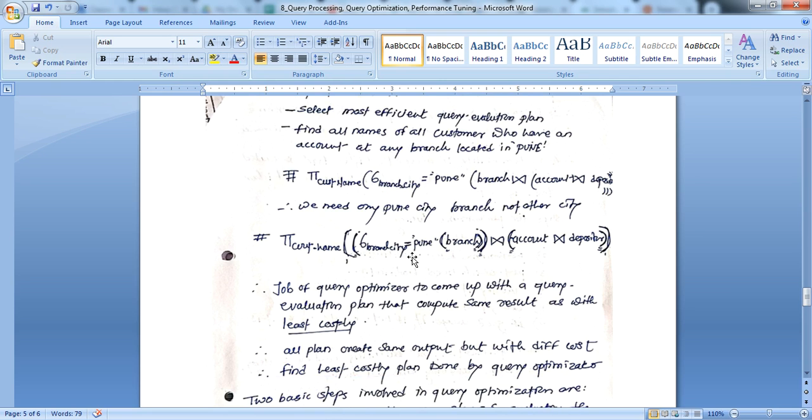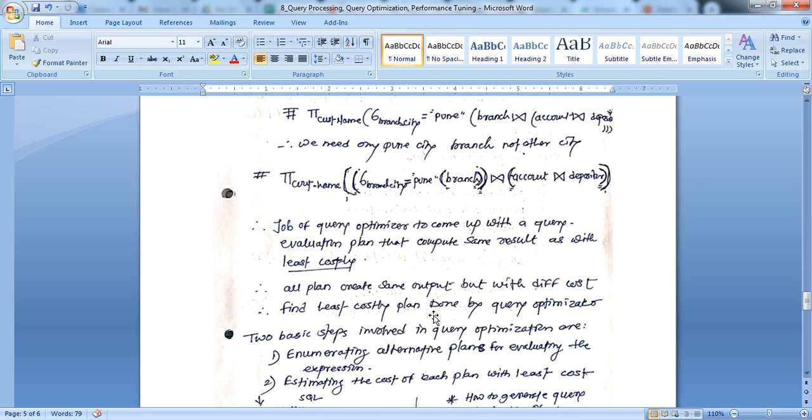We consider that query as a query plan, or an optimization plan, which gives the least cost, right? All plans create the same output but with different costs. Finding the least costly plan is done by the query optimizer. That is the aim of the query optimizer. And then it gives a particular next step, the execution plan, which executes and gives output.